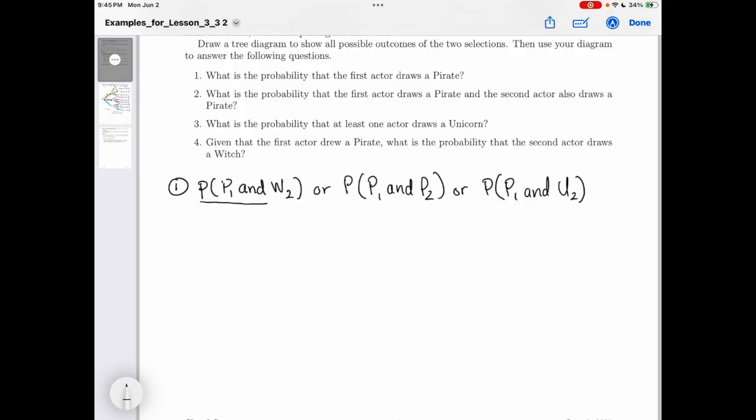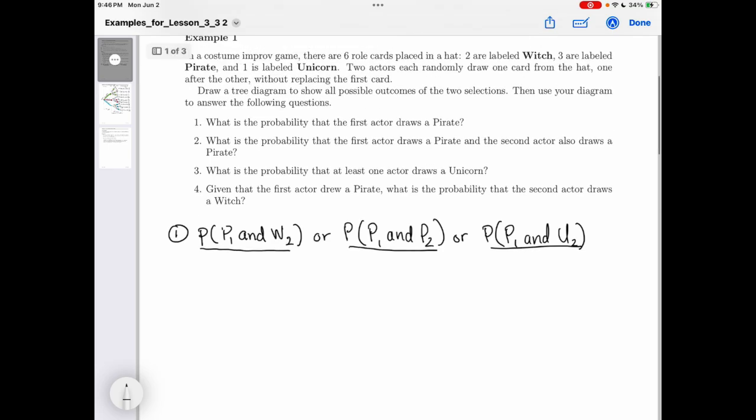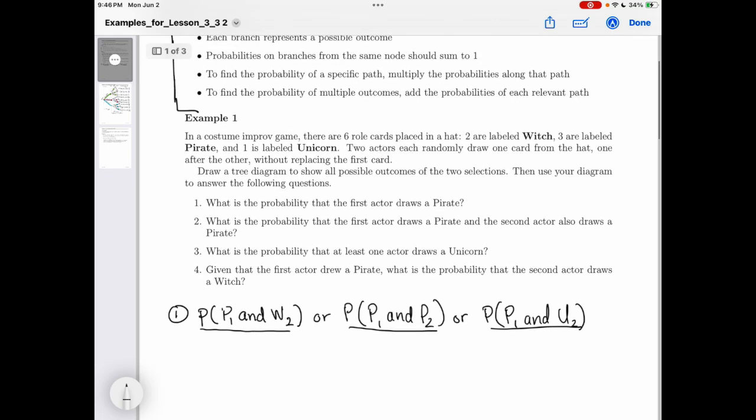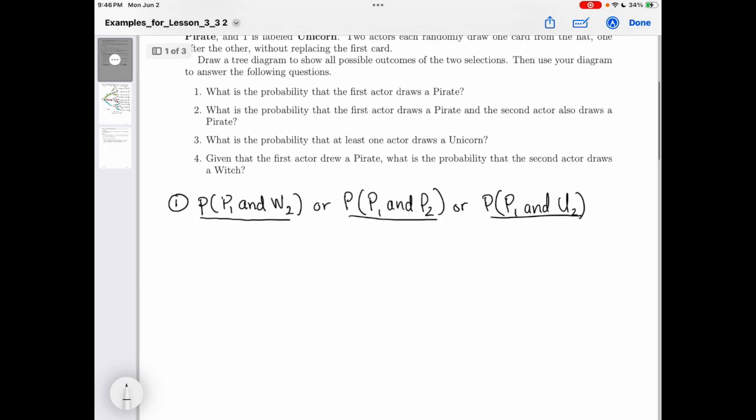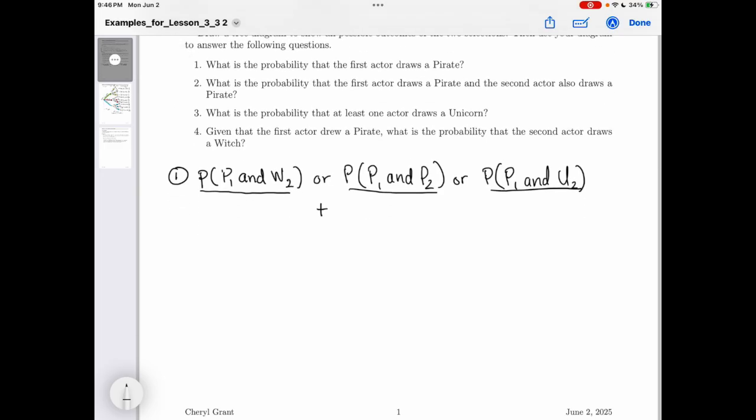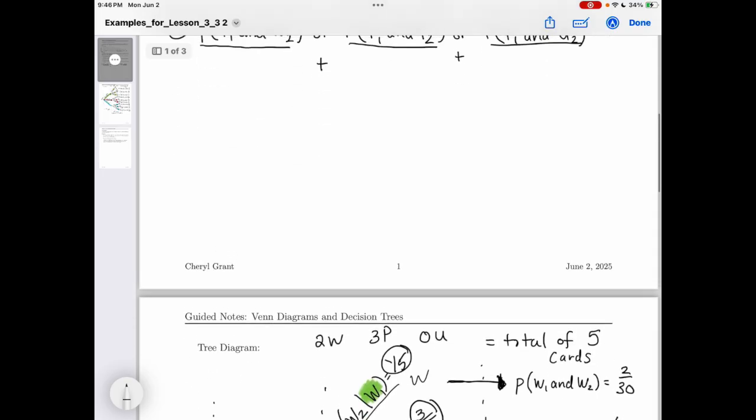When we look for these probabilities, they are provided by the paths taken down each of the branches. So those were already multiplied, but when we're finding multiple outcomes, we have 3 of them here. We're going to add the probabilities of each relevant path. So this means we're going to find each of these probabilities and add them together.